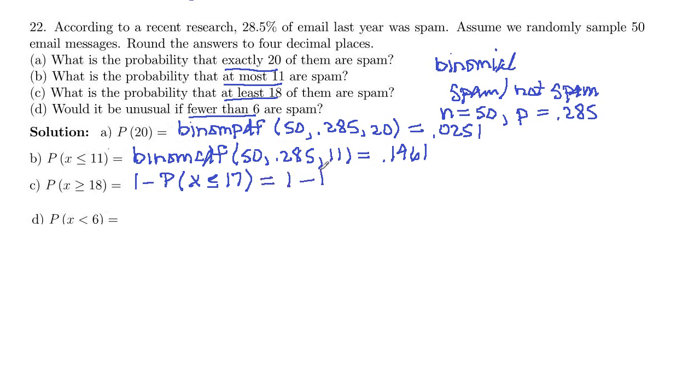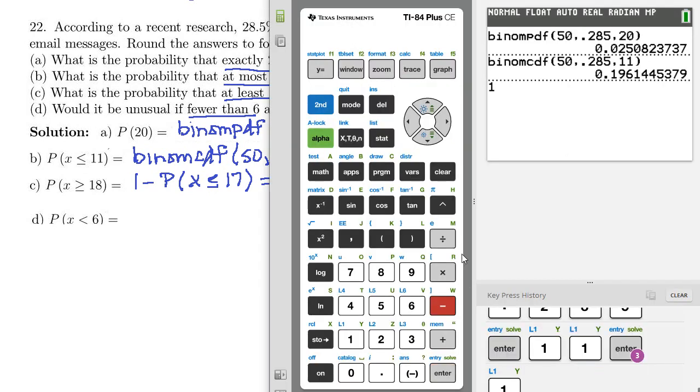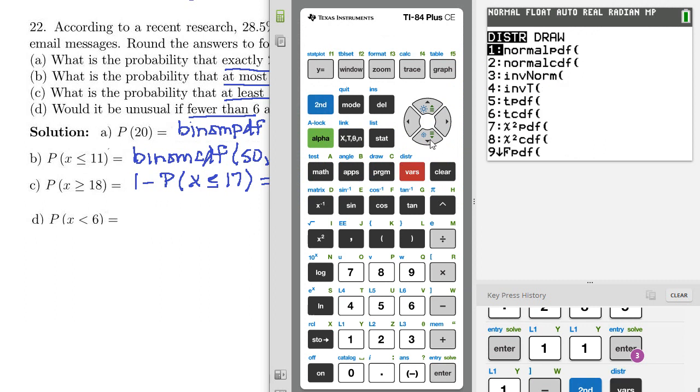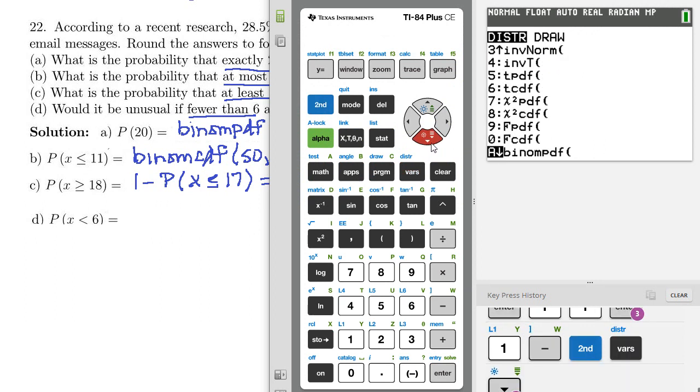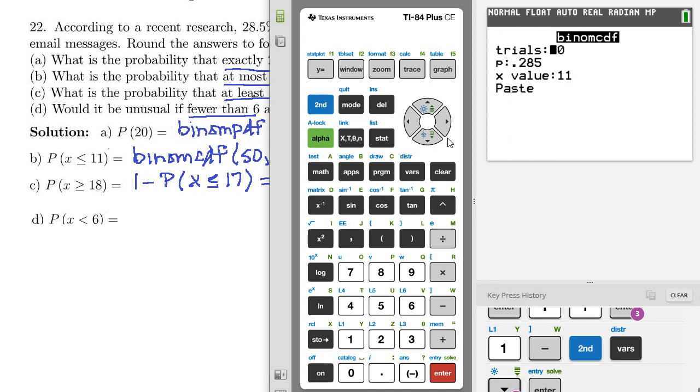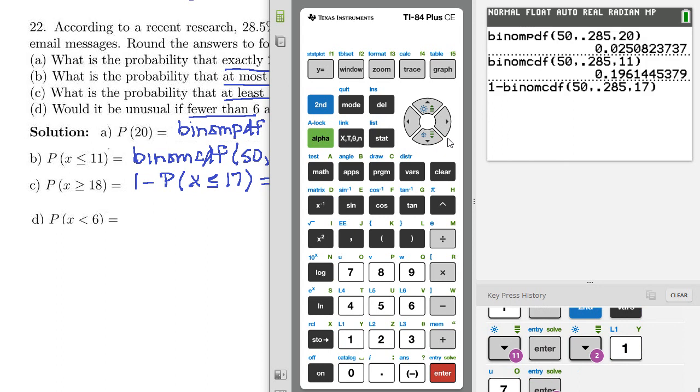So this will be 1 minus binom CDF. And it'll be our same 50 trials. 0.285 is our success. And then 17 for X. Let's go ahead and compute that. So 1 minus second variables, binom CDF, and we have to change our 11 to 17. 0.1543.